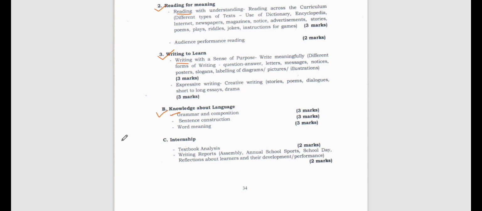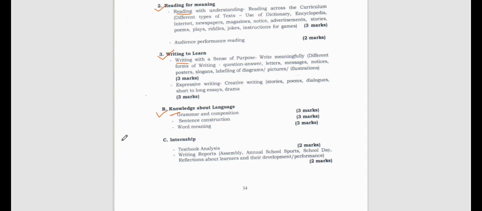Then word meaning: antonym, synonym, you have to know. Antonym means opposite. What is the antonym of good? The antonym of good is bad. What is the synonym of good? The synonym of good is something exactly the same as good, that means great, we can say, right? So synonym and antonym you have to know very well. This is what word meaning means.